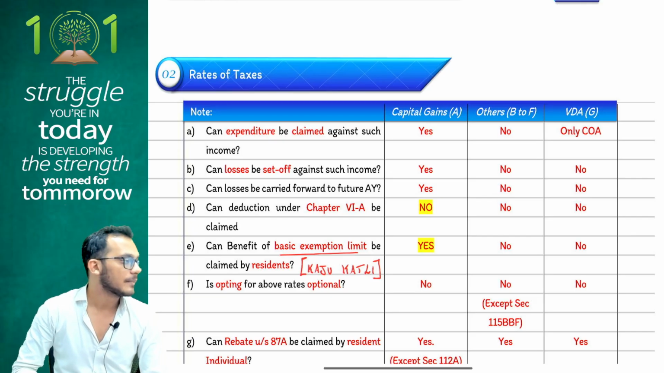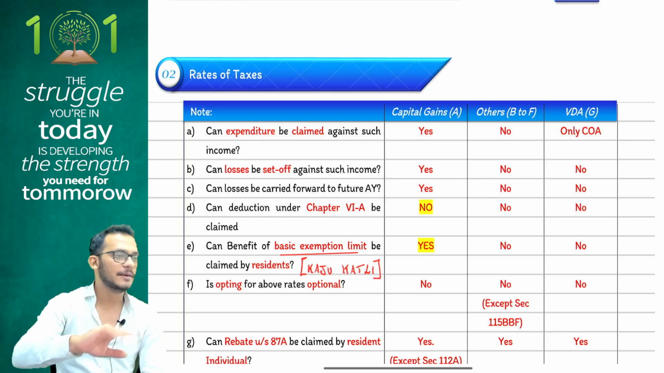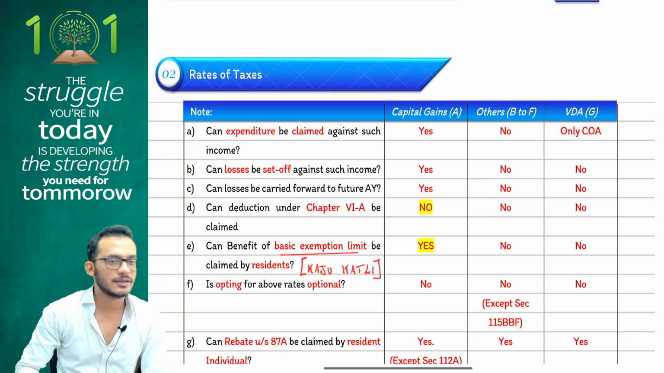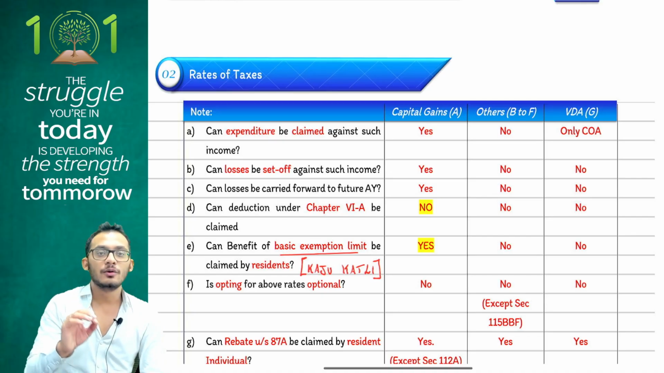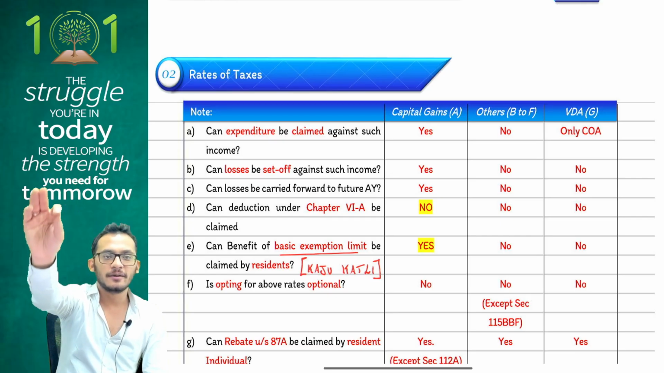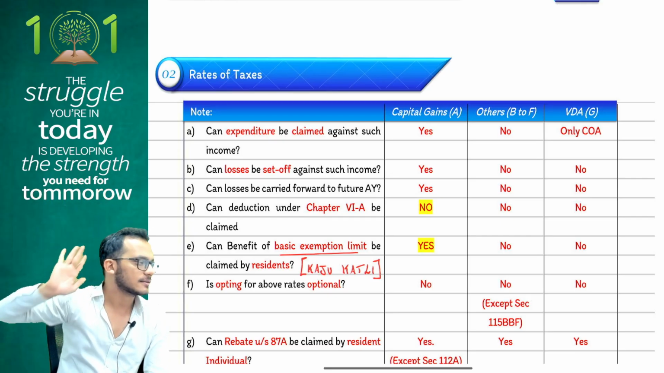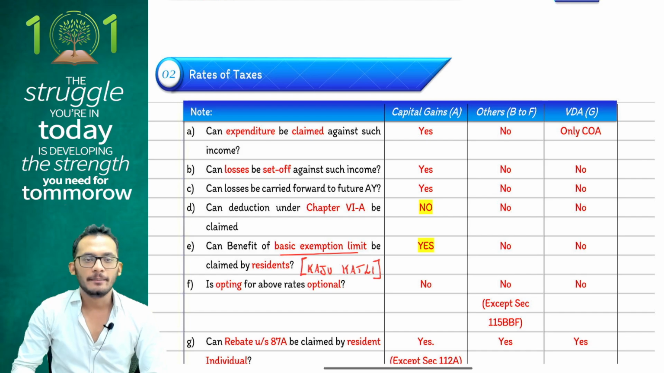Are we clear? Yes. With individuals done, we are done with HUF, AOP, BOI, AJP. All rules are the same as individuals, which means slab is 0 to 2.5, 2.5 to 5, 5 to 10. You don't have the slab of 3 lakhs, you don't have the slab of 5 lakhs. You are not eligible for rebate, but the surcharge rules apply as they are. At the same time, you can go to DTR also. DTR also will give you the same benefits.